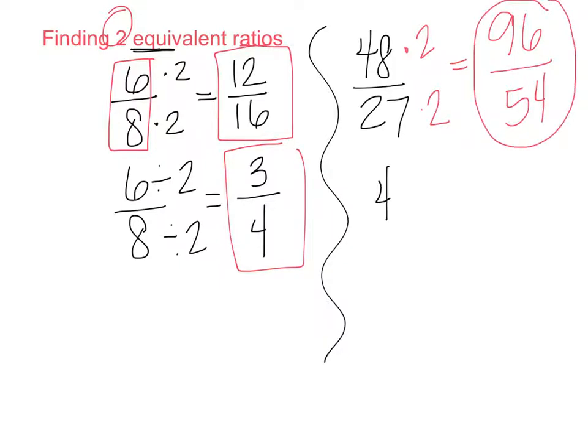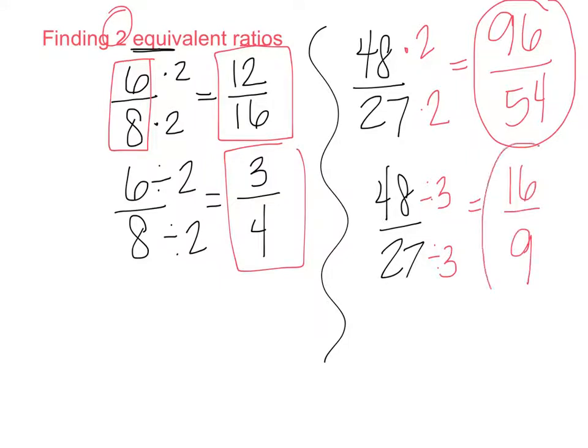If I start with 48 over 27, I notice that I can't divide both of these by 2 because this second fraction ends in a 7. So 2 doesn't go into 27, so I can't divide by 2, but I can divide by 3. If I divide the top and the bottom by 3, I get 16 over 9. So my two equivalent ratios are 96 over 54 and 16 over 9.